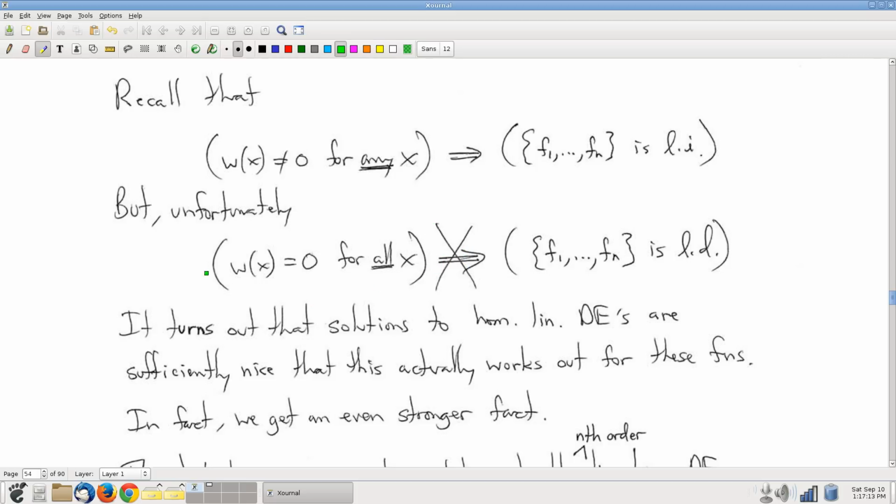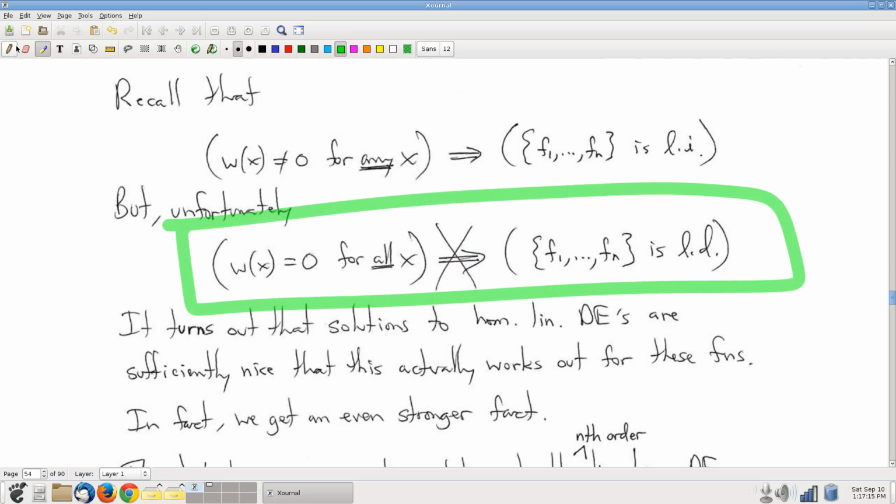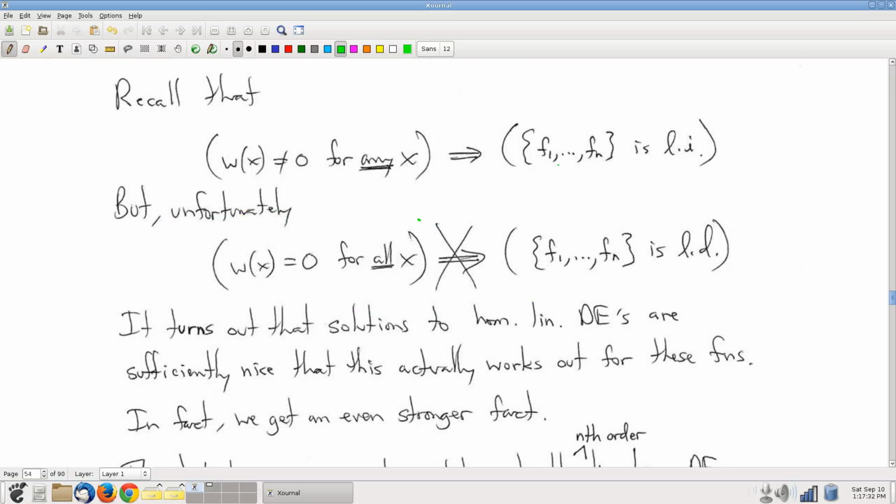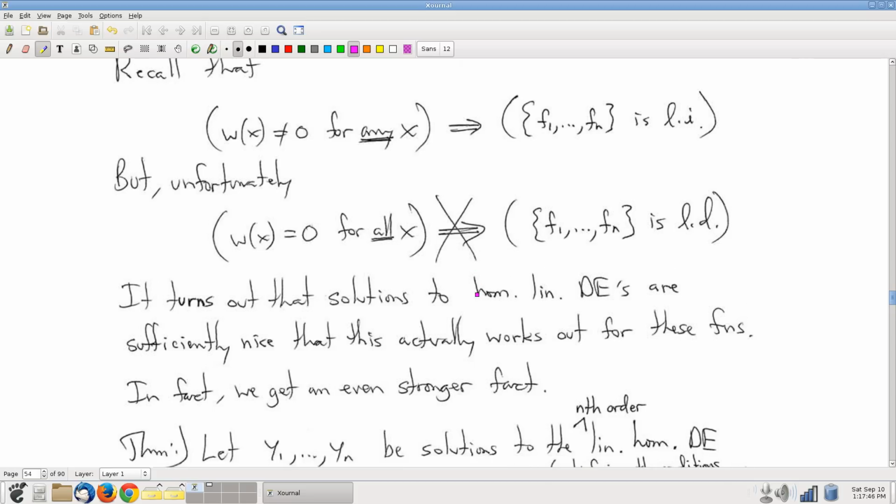Now, there's a fix for this. Under an additional condition, if you know that all of the functions are analytic, then it does work. But without that additional knowledge, it does not. It turns out there's some other additional information that would allow us to recover this theorem, and it has to do with homogeneous linear differential equations. And here it is.